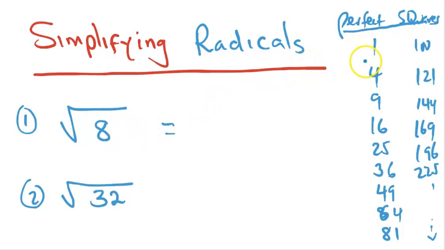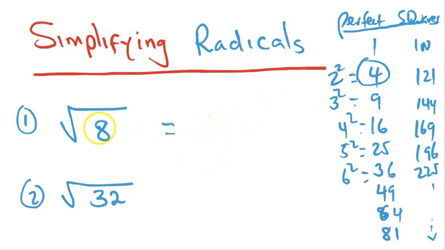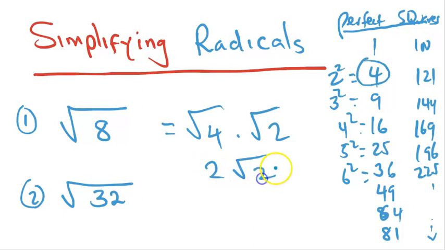For example, root 8. The largest perfect square that can go into 8 is 4. So I will break down the radical 8 as root 4 multiplied by root 2. When I multiply root 4 times root 2, I still get root 8. But root 4 is a perfect square. The square root of 4 is just 2. So that will give me 2 root 2.